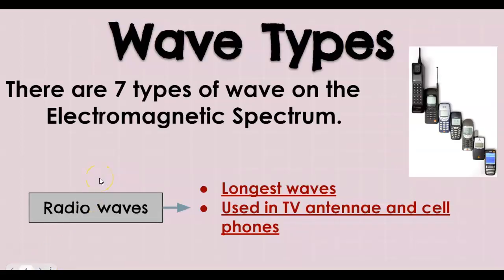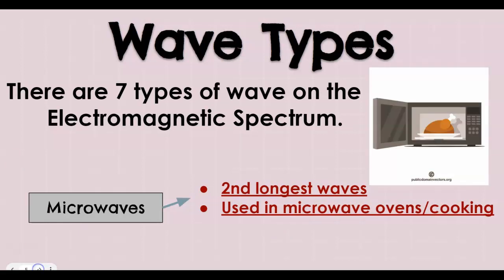So there are 7 types. I'm going to go through them really quick. The first one is radio waves. These are the longest waves. They're used in TV antenna and cell phones. They are around us all the time. They're passing through us constantly, and we don't notice them because they are low energy.